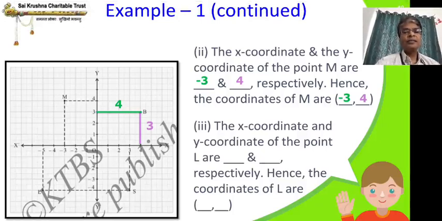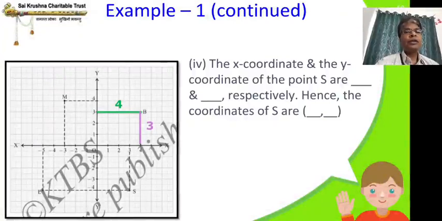L lies 5 units from the y axis in the negative direction, therefore the x coordinate is minus 5, and 4 units from the x axis in the negative direction, again bottom negative direction, therefore minus 4. Hence the coordinates of L are minus 5 comma minus 4. Very good. I hope all of you can put a double tick and star in your notebook because you have got it right. There is one more point, S, we will see in the next page.